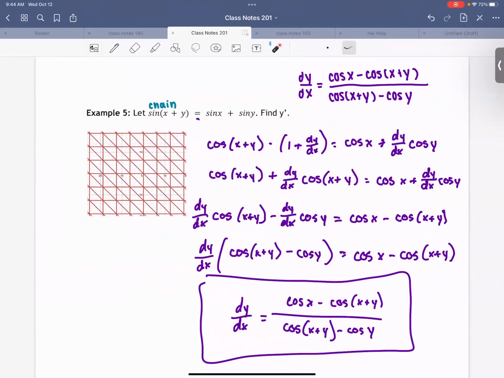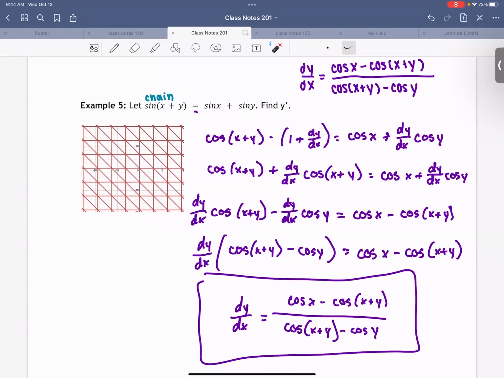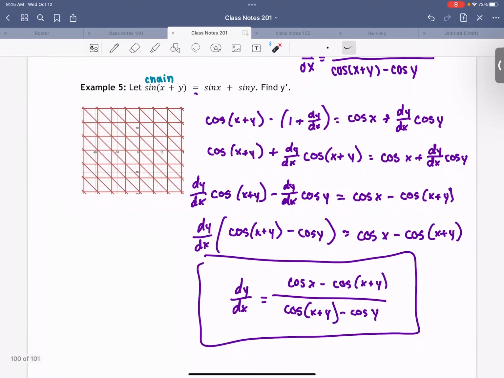Okay. Michael, do you want to take us through your answer here? Sure. Derivative of sine x plus y would be cosine x plus y times the derivative of the inside, which is 1 plus dy over dx. And then on the other side, you have sine x plus sine y, and the derivative of sine x is cosine x, and the derivative of sine y is cosine y dy dx. And then you distribute on the left the 1 and the dy dx. So it would be cosine x plus y plus cosine x plus y dy dx. And then on the other side, it's the same.